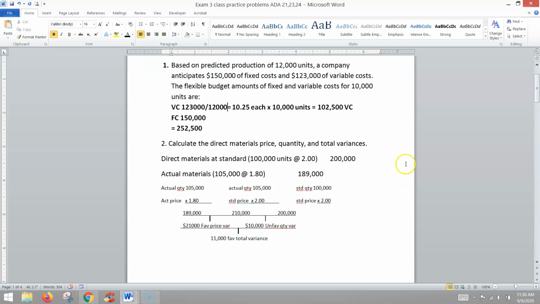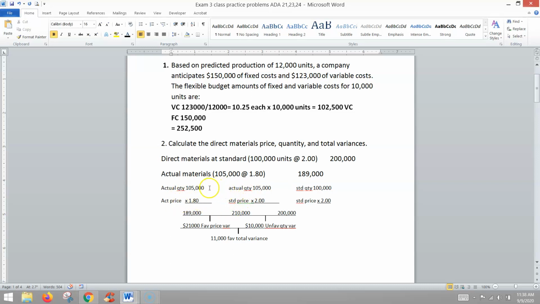It gives us direct materials at standard, which is 100,000 units at $2 each. And it gives us actual, 105,000 at $1.80. So to set up the table, we're going to have actual quantity times actual price, and we're going to compare that to the actual quantity and the standard price. So you see, when we're calculating the price variance, we're keeping the quantity constant. It's not changing. We're just looking at the effect of the different prices.